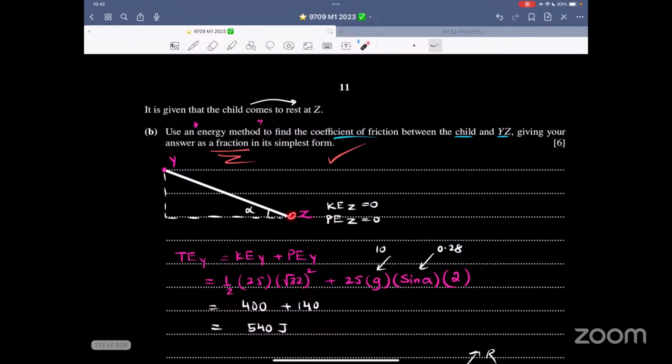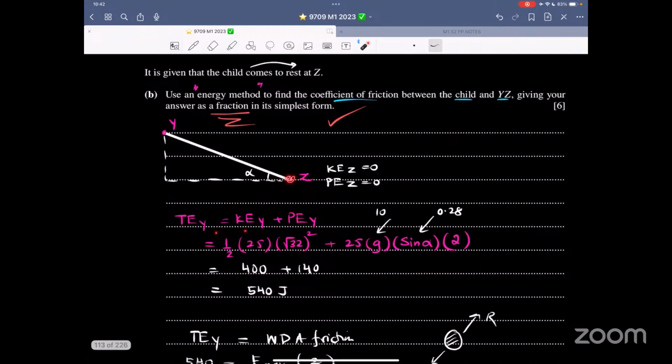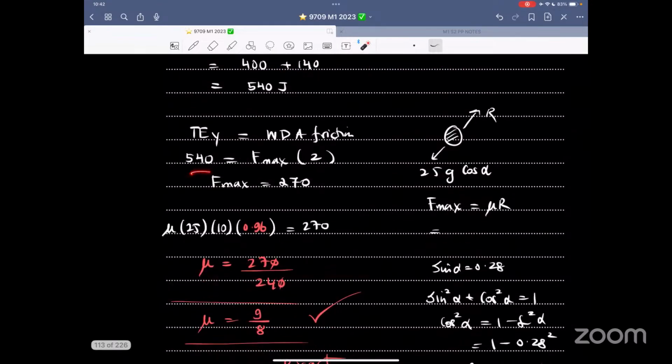Because over here, it's coming to rest. And the potential energy is 0. So the total energy at Y should equal work done against resistance. So this 540 is F max into 2. Find F max first. Then find the value of R.